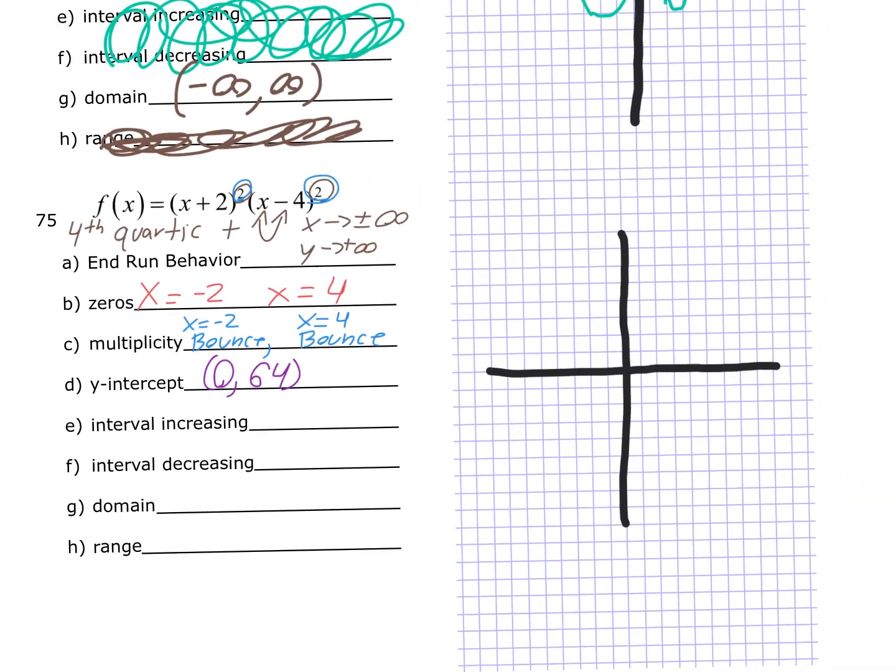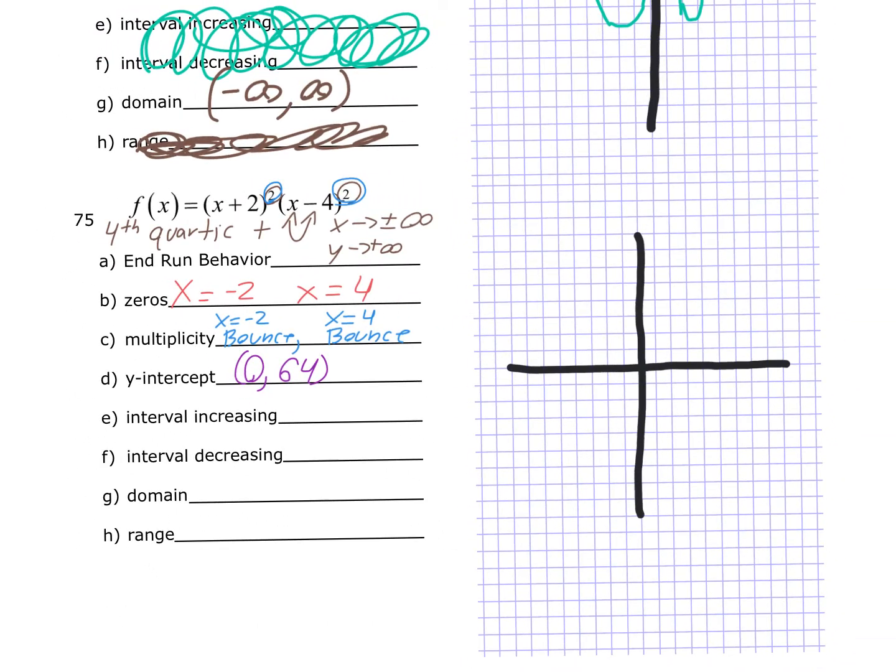Take this information and graph it representatively. So I know that I'm going to have quadrant 2, different color. I know I'm going to have my quadrant 2 and my quadrant 1 being of importance. I know that I have a 0 at x equals -2 and x equals +4. I know my y-intercept is at 0, 64.